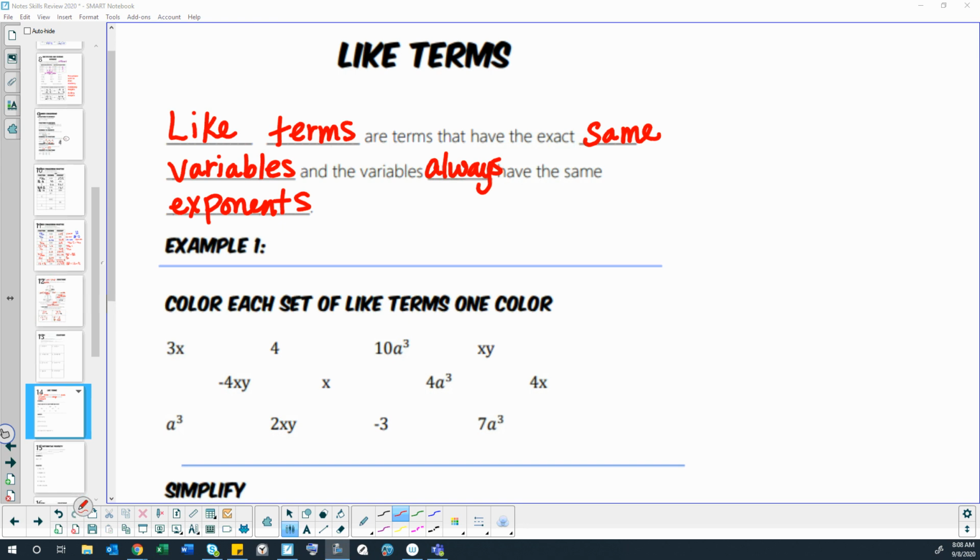So let's start by looking at this first number here in the corner, 3x. It doesn't matter what the numbers are, other than the little teeny numbers. The big numbers in front, called the coefficients, don't matter. It's just the letters, the variables, and the little teeny numbers, the exponents, that have to be the same. So what other terms in this list do you see that have a number and then just a plain old x?